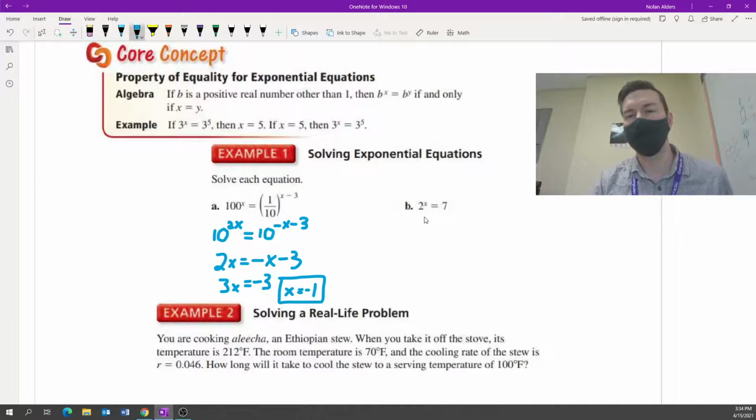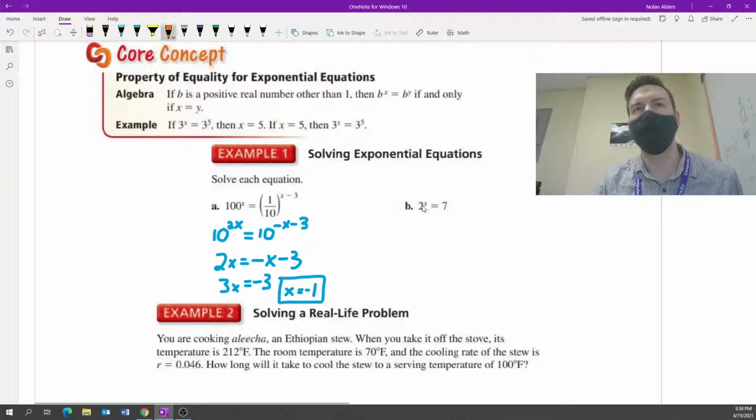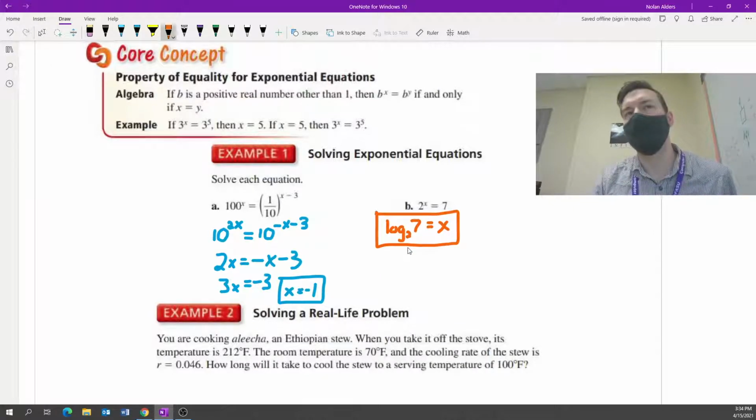Alright, with the second equation, these are really simple. If it's in exponential form, all you have to do is just rewrite it in logarithmic form, and most of the time it will already be solved for you. So if we rewrite this in log form, it would be log with a base of 2 of 7 equals x. And there you go. It is solved for x. Now, if you wanted an exact answer, you could plug that into a calculator and take log base 2 of 7, and you'd get your decimal answer.